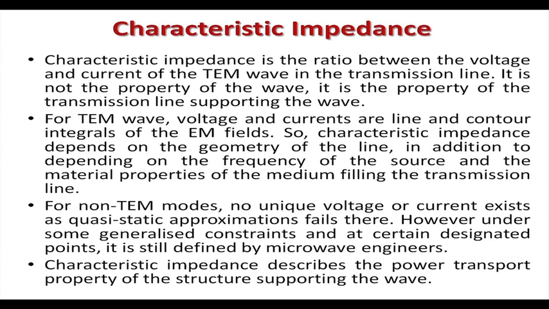Now, the physical significance of characteristic impedance, as I already described, is that it describes the power transport property of the structure supporting the wave. That means how much power transfer you can make, because if you know the characteristic impedance of the line, you can choose your load impedance and source impedance properly, so that you know whether you are able to do efficient power transfer. So, characteristic impedance is very important information when you design your whole transmission and reception structure, how to choose your load impedance and your source impedance, so that whatever power you are producing, you can put it onto the line, and also extract it from the air. So, for that characteristic impedance is important.